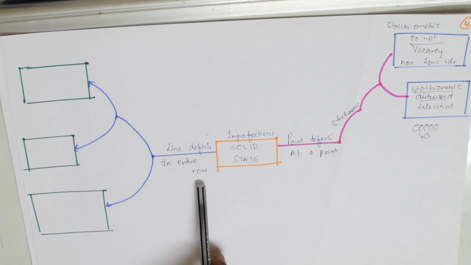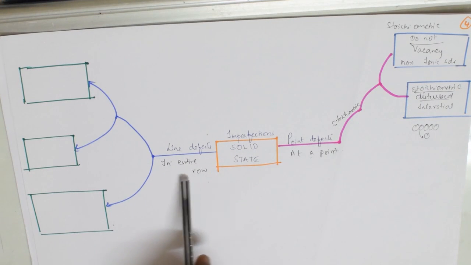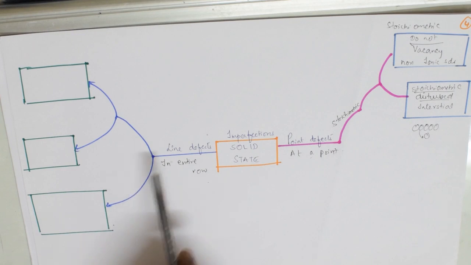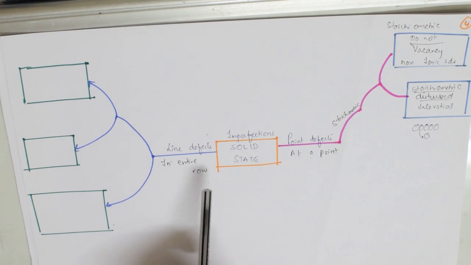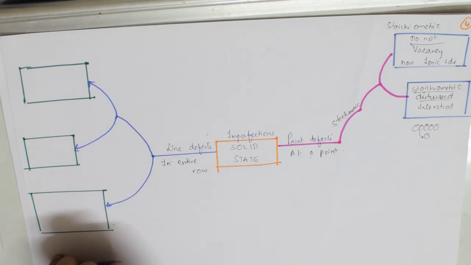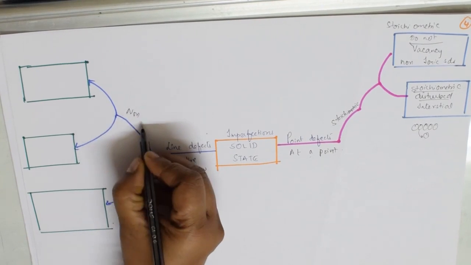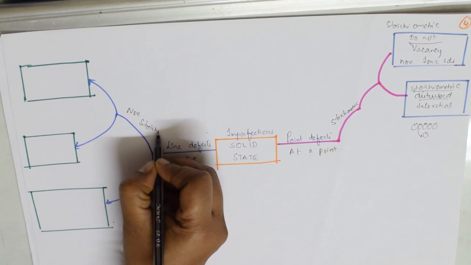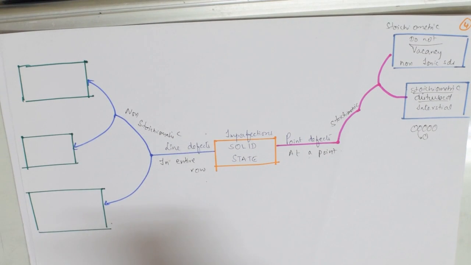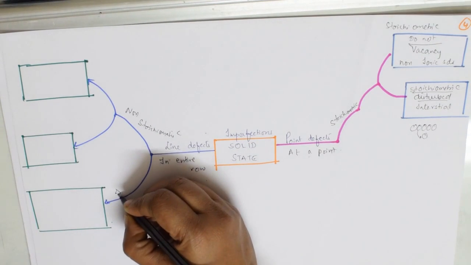Now let us come back to line defect. Here we said there is a defect in the entire row. Again these are classified into two varieties: this is the non-stoichiometric defect, and this is the impurity defect.